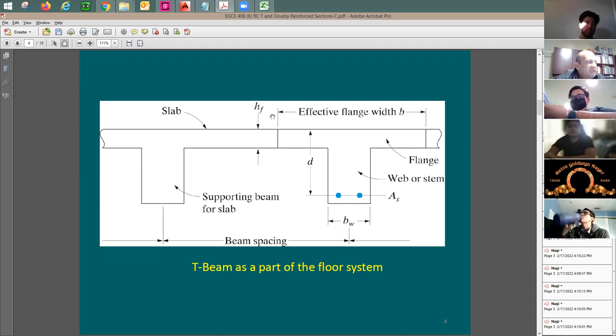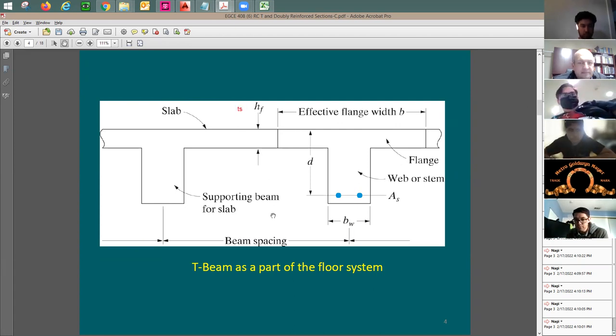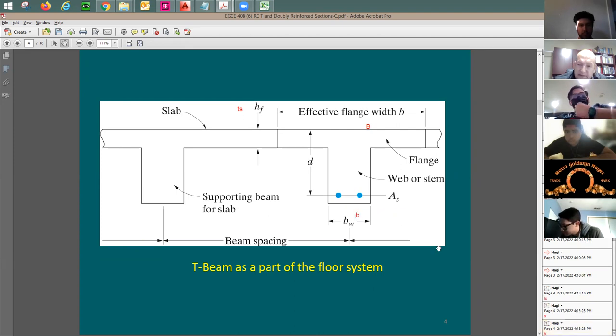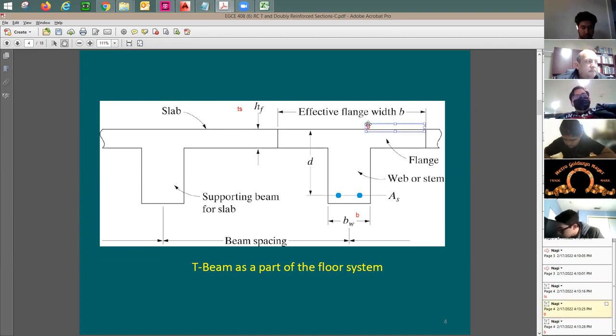The slab thickness, we call it hf, for the flange. Some people call it ts, also known as t sub s. What is ts? Slab thickness. Also, some people would call this b uppercase, just so you know, and this one you keep as b. Either way of calling it out should be fine. It shouldn't be a problem. And As, we still use As, the total cross-sectional area of the tension rebars.